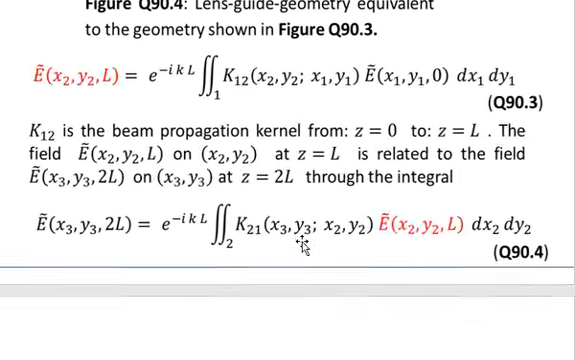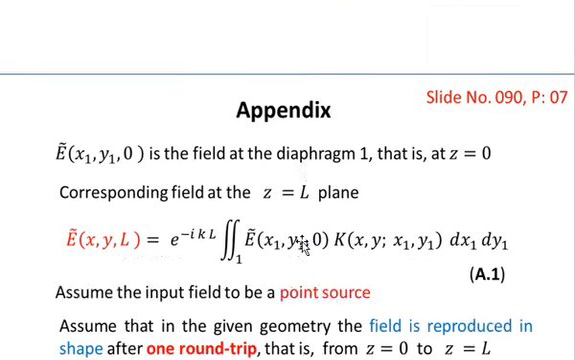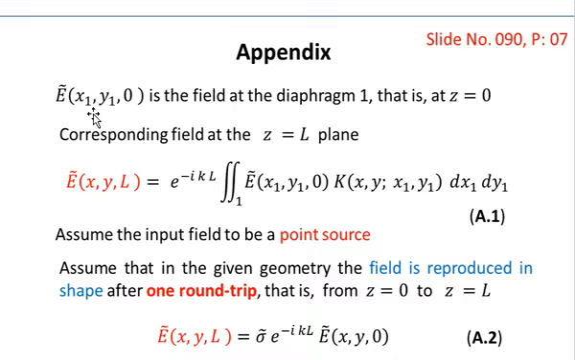So let's go to the appendix and see a brief view of this derivation. E prime of x1, y1, 0 is the field at the diaphragm 1, that is just before the lens, or just after the mirror 1, that is at z is equal to 0. So this is the field at the diaphragm 1, or at the location of z is equal to 0. The corresponding field at the z is equal to capital L plane, that is just before the lens 2 or just before the mirror 2.